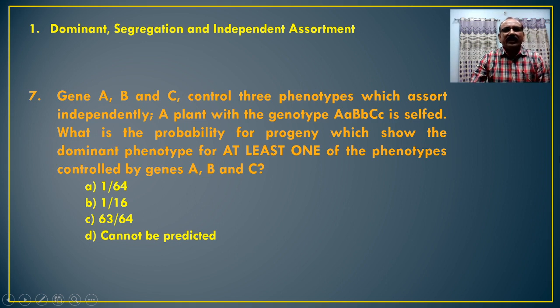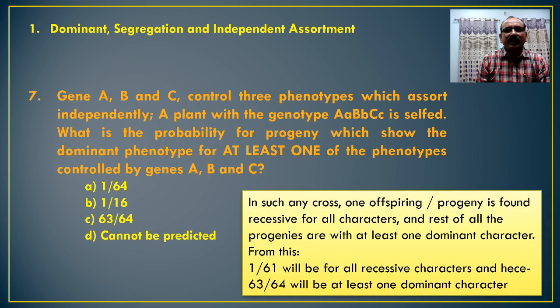Genes A, B and C control three phenotypes which assort independently. A plant with the phenotype capital A small a, capital B small b, capital C small c is selfed. What is the probability for progeny which show the dominant phenotype for at least one of the phenotypes controlled by genes capital A, capital B and capital C? Now, here we have to concentrate on at least one of the phenotypes controlled by A, B and C.